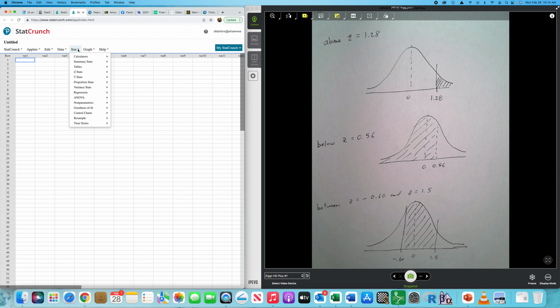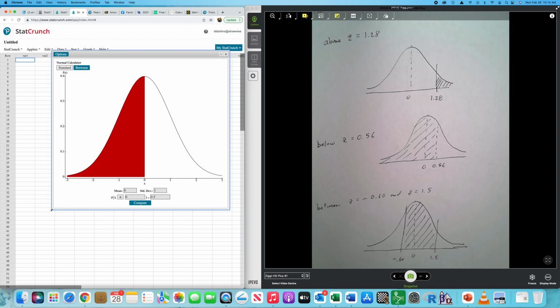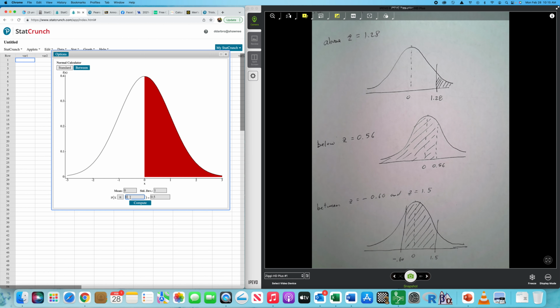So, really cool. Go to STAT, go to calculator, and what are we studying right now? We're studying the standard normal distribution, which is a subset, if you will, a specific type of the normal distribution. When I get there, I've got this picture. For the standard normal distribution, the mean is equal to 0, so I want a 0 there. The standard deviation is equal to 1. Now I'm going to create my picture that I need. What do I need? I need above. Above what? 1.28.